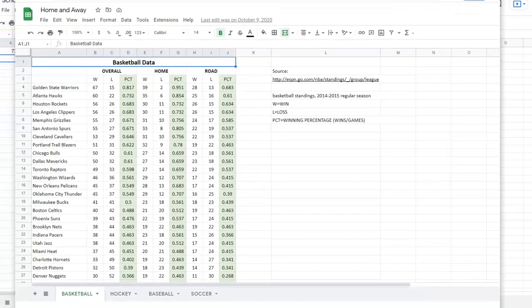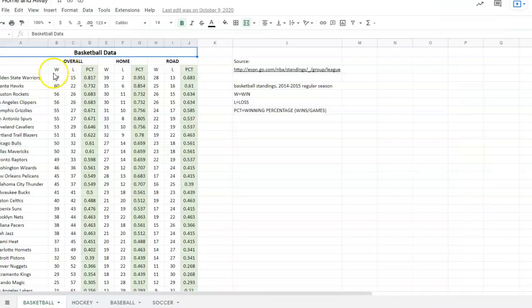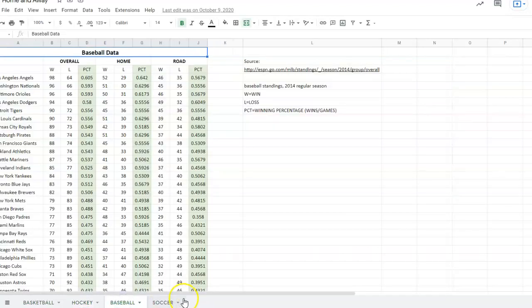When you open up that spreadsheet, you can see that there are different values for the different NBA teams, their wins, losses, and winning percentage for basketball games. And here's the source. Actually, before I pull that away, I will mention that there are 4 different sports here that have similar information.